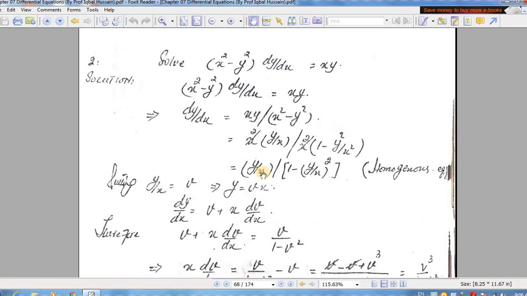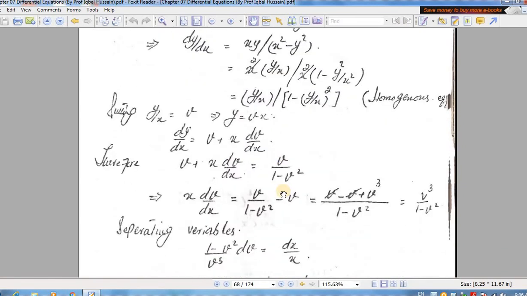Now anytime if we can express a differential equation in terms of y over x, then the given differential equation will be homogeneous of degree 0. So the equation here is homogeneous because it is expressible in terms of y over x. Now replace y over x by v. This equation can be written in this way, and this is the differentiation of both sides.